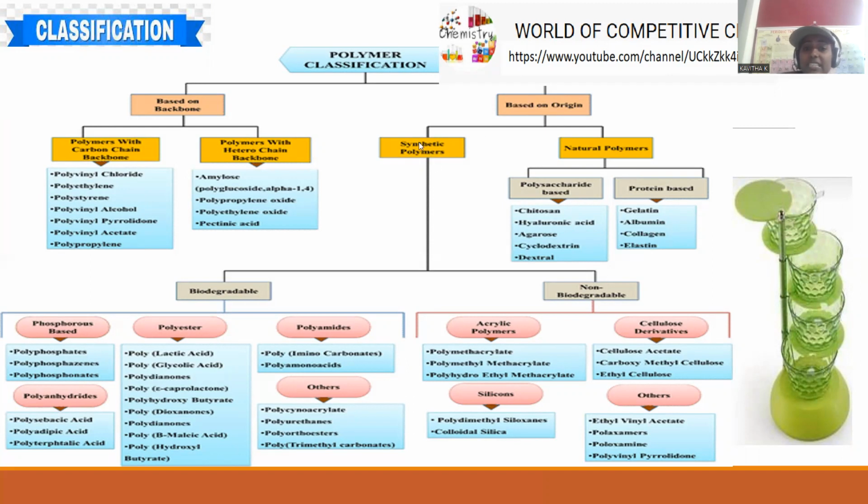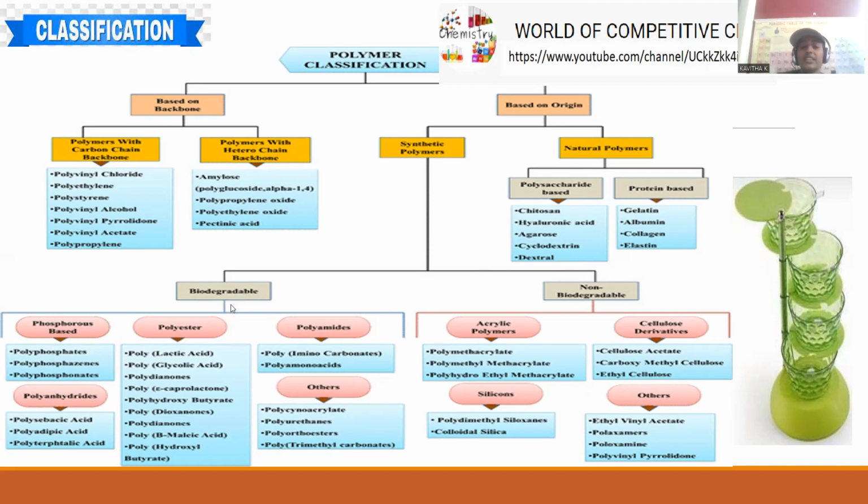Now let us move on to synthetic polymers. Synthetic polymers are nothing but those which are prepared, which are synthesized in the laboratory. These are further categorized into biodegradable and non-biodegradable. Biodegradable polymers are those which can be decomposed by natural means of decomposition by microorganisms. It may be bacteria, fungus, or protozoa, which are present in infinitesimal size. They secrete enzymes and decompose whatever is present as waste, garbage, on the earth.